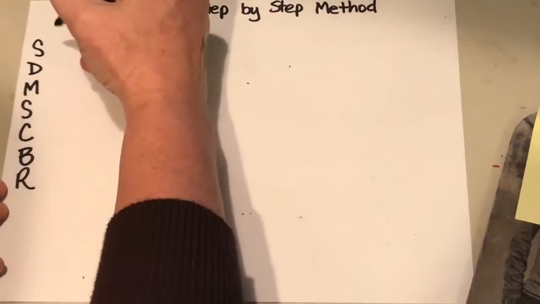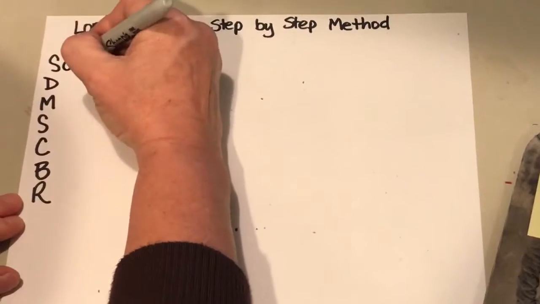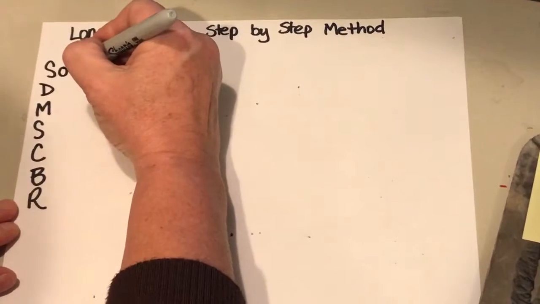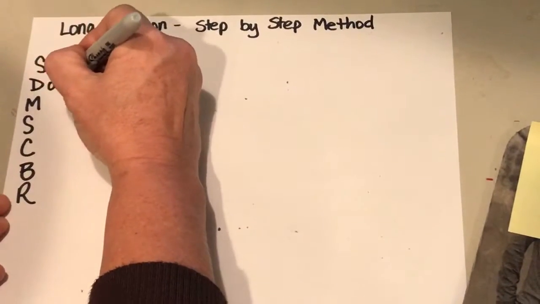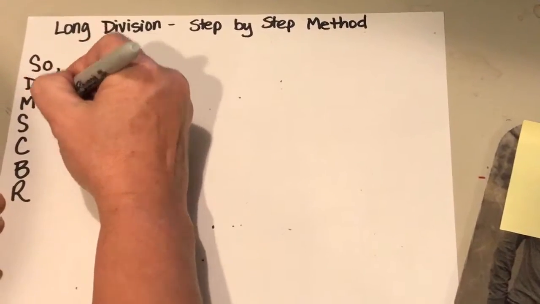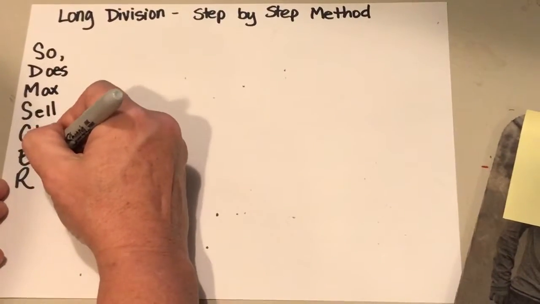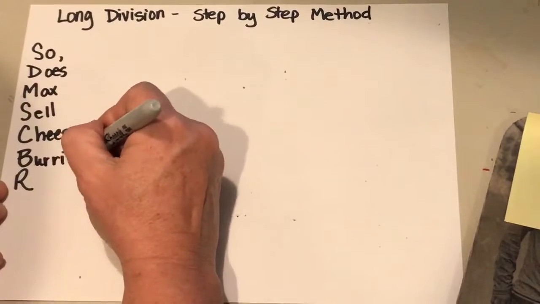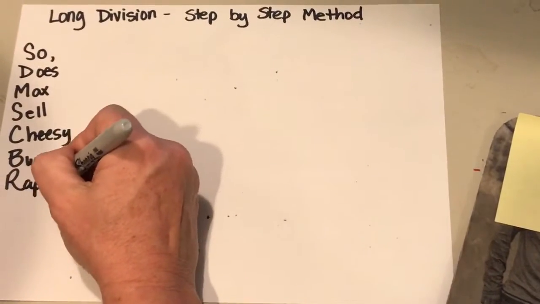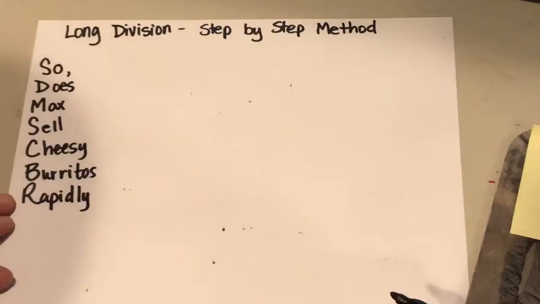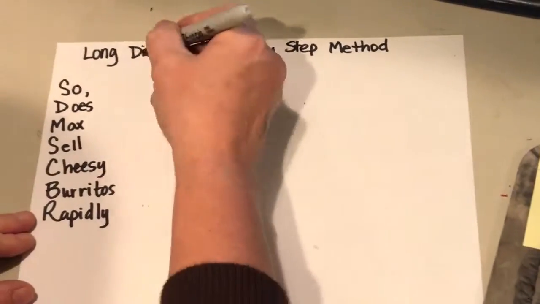And I'm going to write down what each one of those means so that you can remember. So does Max sell cheesy burritos rapidly? Remembering that funny little saying helps us to remember the steps in long division.